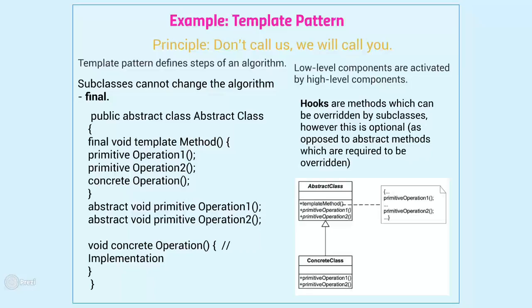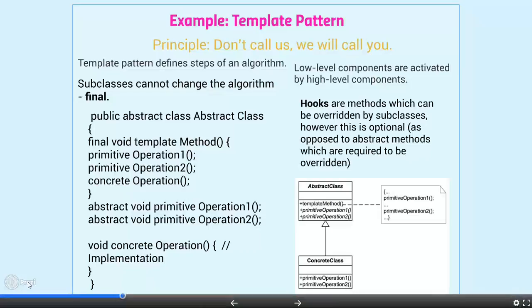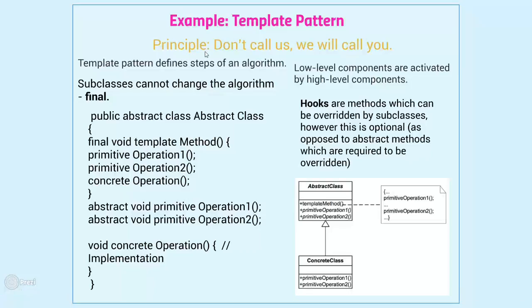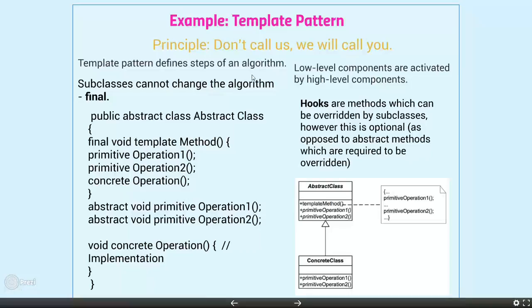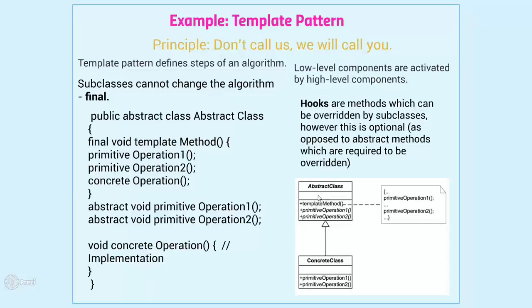We also have one famous principle that says, don't call us, we will call you. This means that the low-level components are activated by high-level components. As you see here, the low-level means the child class and the high-level means the superclass. So our low-level components will be activated by our superclass, which here is the abstract class.